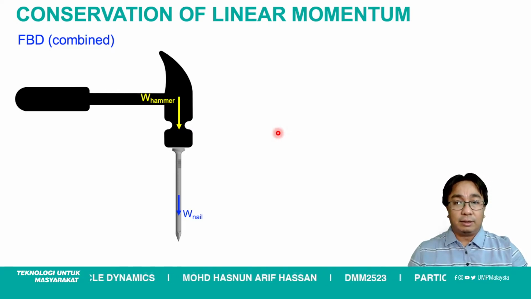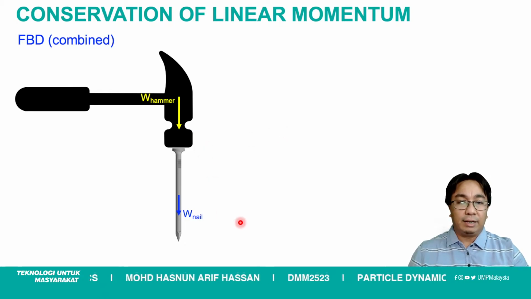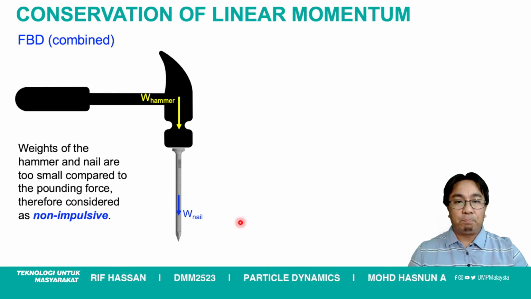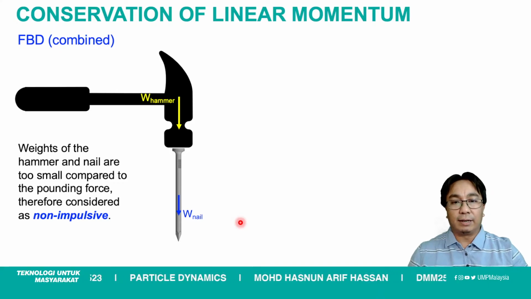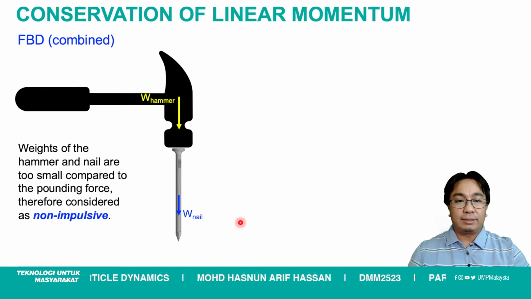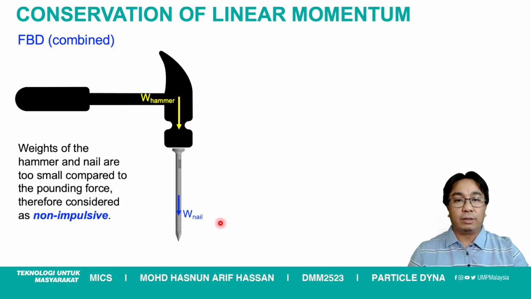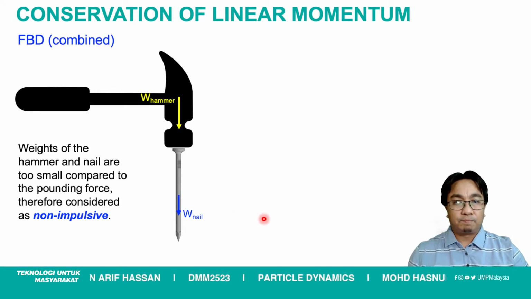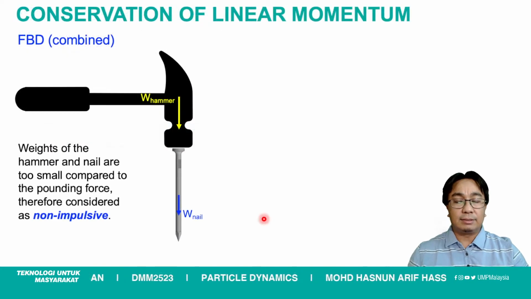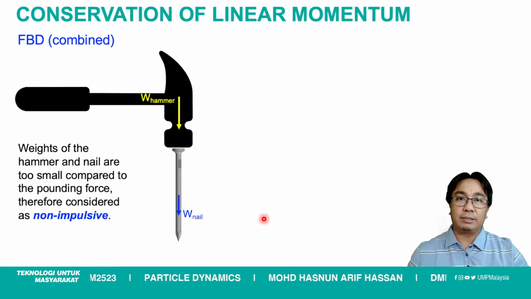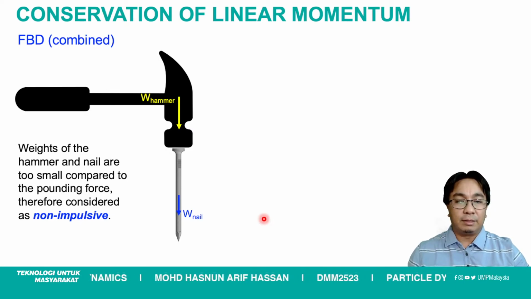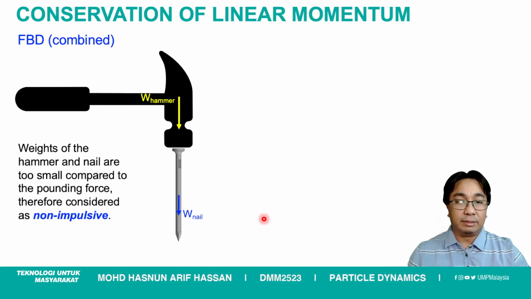The weight of the hammer and the weight of the nail are considered very small compared to the force being applied by the hammer on the nail. So therefore the weights are considered as non-impulsive forces. Okay, so this is an explanation of how the conservation of linear momentum is derived.